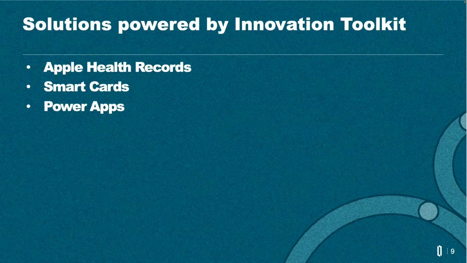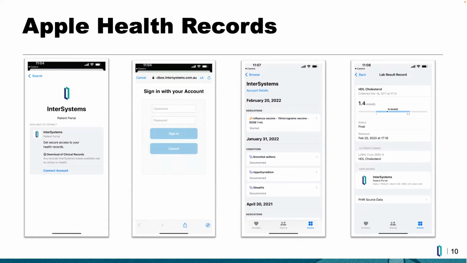Next, we will be talking about some solutions that were made possible by just using Innovation Toolkit, making our life easier. Those solutions, and this is not everything, this is just some. One is Apple Health Record, which I will be talking about in detail in coming slides. Second is Smart Health Card, and the last is the PowerApps in Azure. So first, let's talk about Apple Health Record.